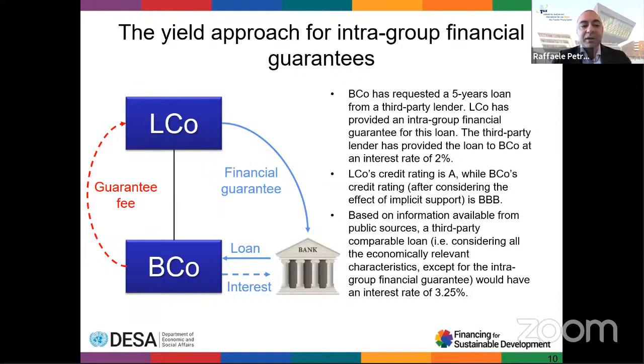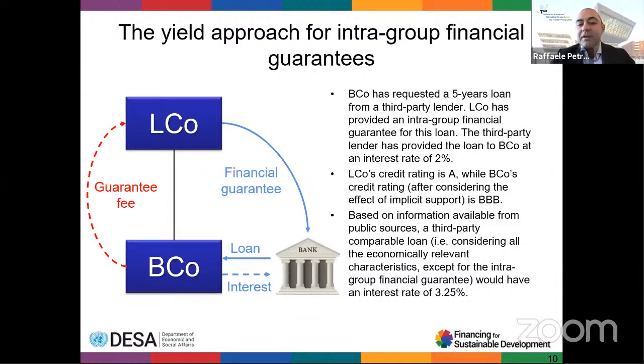This is an example on pricing guarantees. In this case, we have BICO that has requested a 5-year loan from a bank, from a third-party lender. ELCO has provided a guarantee for this loan, and the third-party lender has provided the loan to BICO at an interest rate of 2%. ELCO has a rating of single-A, while BICO has a rating of BBB, considering also the impact of implicit support. And based on information from publicly available sources, we can define that the interest rate that a third party would have paid would have been 3.25%. So without the guarantee, BICO would have paid 3.25%.